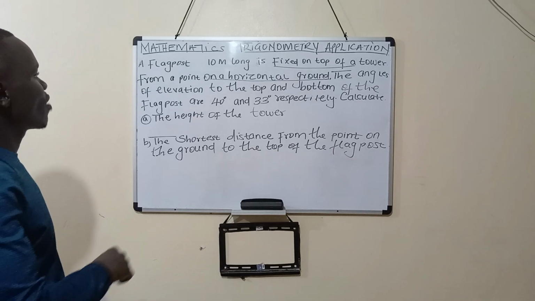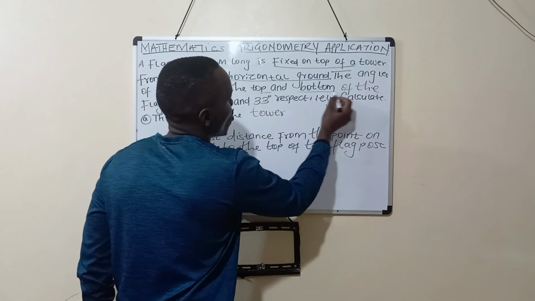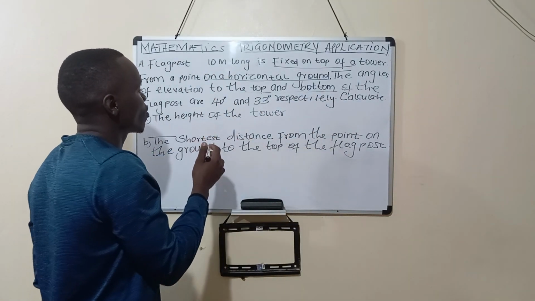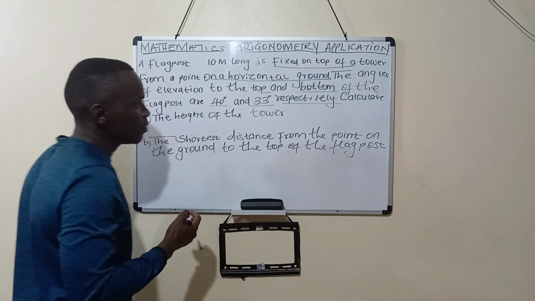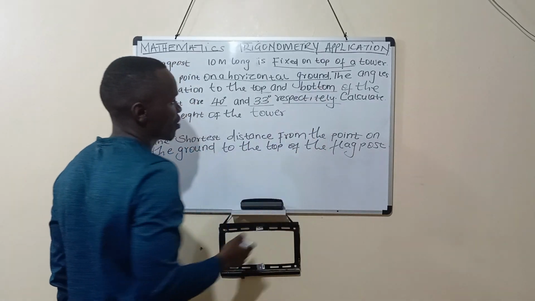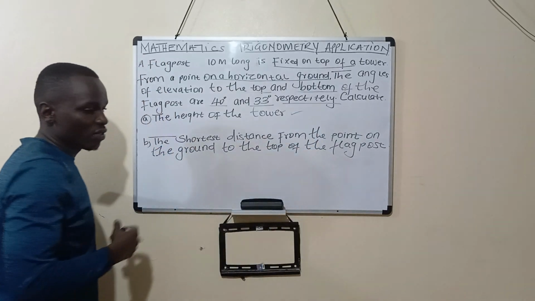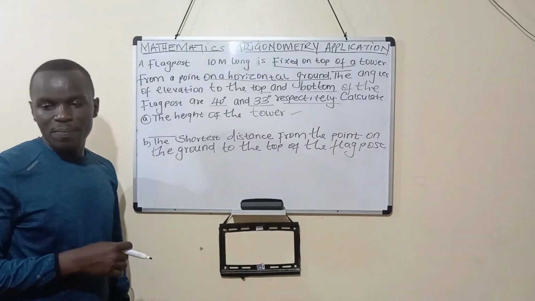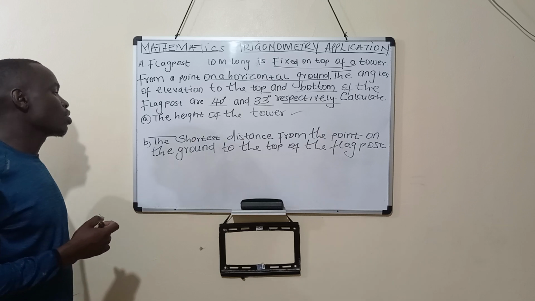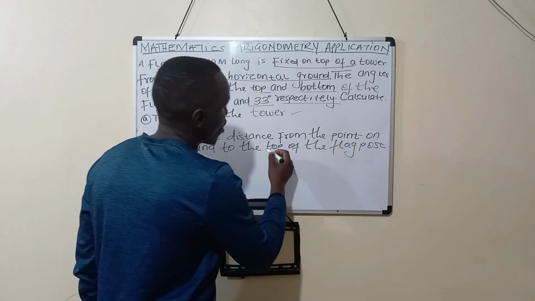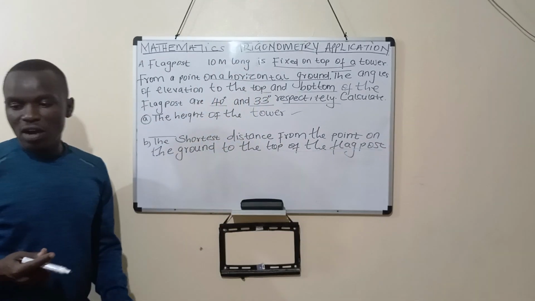ground, the angles of elevation to the top and bottom of the flag post are as follows: 40 degrees, then 33 degrees respectively. Calculate A, the height of the tower. Then B, calculate the shortest distance from the point on the ground to the top of the flag post.